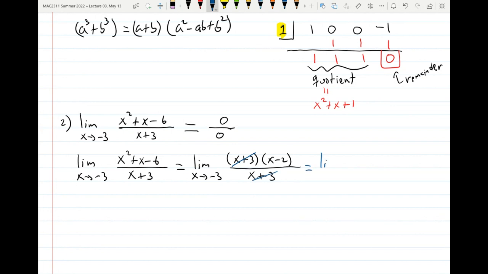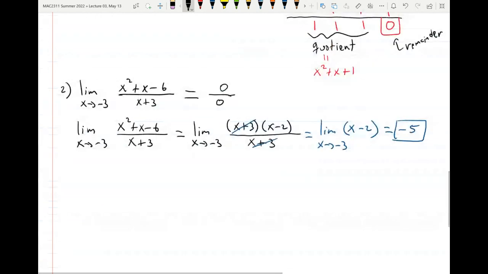and we know that we can exchange this by the blue limit now, because our function differs from the blue function in just one point, -3. Around -3, they are the same functions. And now we just evaluate, so we get -5. That's the answer for this limit. Okay?